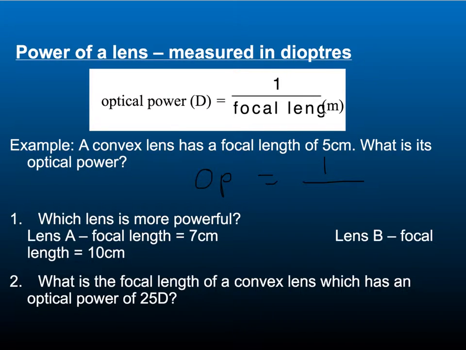Now we shouldn't put 5 centimetres there because it needs to be in metres. But 5 centimetres is 0.05 metres. So the optical power of this convex lens will be 1 divided by 0.05, which gives us 20 diopters. You can stop the video now and have a go at these two questions below. Question 2 will require you to rearrange this equation to work out the focal length. If you struggle with this, try putting the equation into a triangle first and it'll help you to rearrange it.